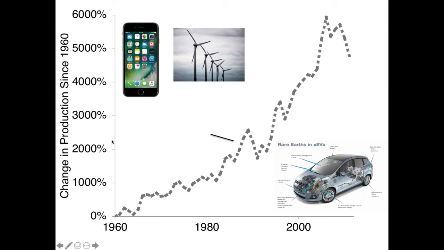Among the metals that are extremely important for all types of technology and also for solar panels and wind turbines, because magnets are used, among the metals that we need are rare earth metals. These are metals that effectively in 1960 we didn't use at all, and we can see today that we use on average several thousand more percent than we did in 1960.